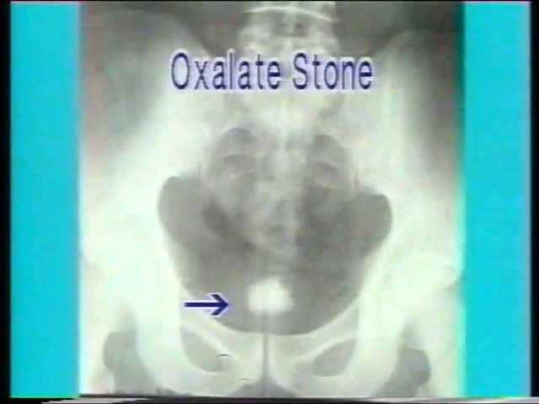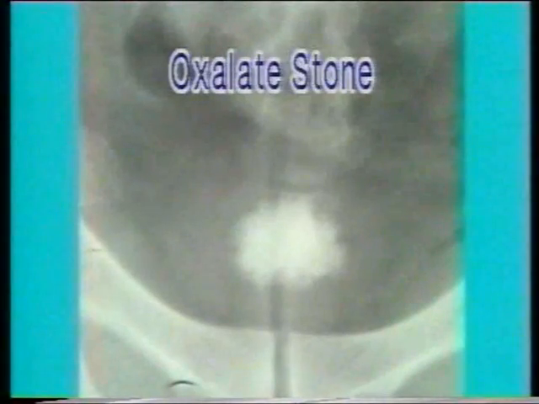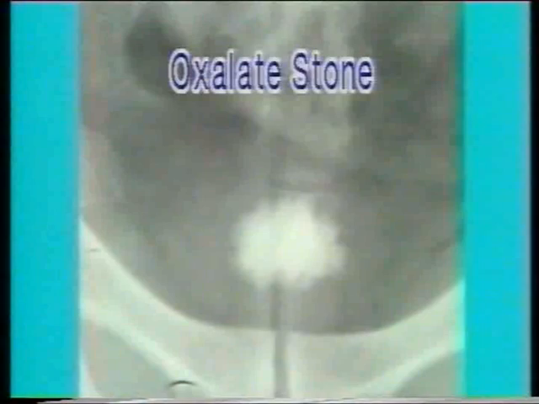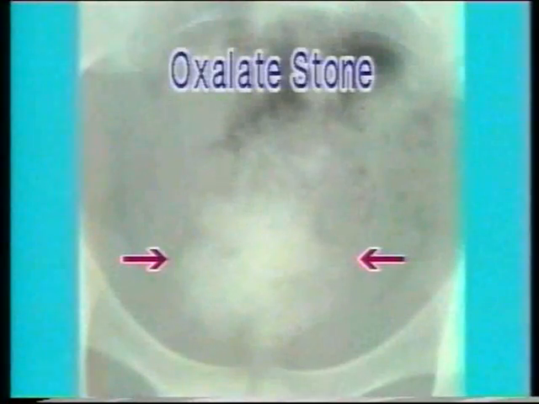This is a typical oxalate stone. It casts a very dense radio-opaque shadow and has a spiculated margin. In a closer view, note the spiculated margin and note that it is much denser than the bone shadow. This is another bladder stone with a spiky margin, an oxalate stone. It has very large spikes.